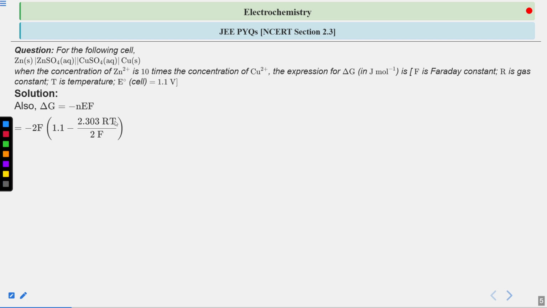Now we cancel the common terms and simplify this equation more to get the expression for the delta G. So this will become minus 2.2F when you multiply this 2F inside the bracket and take the LCM and cancel out whatever can be cancelled. So minus 2.2F plus 2.303 RT, this equation will become equal to this. Delta G is equal to this much. And you can rearrange it and write the positive thing first. So 2.303 RT minus 2.2F. So this is correctly matching with our option C, and that is why this is the correct answer for this given question.